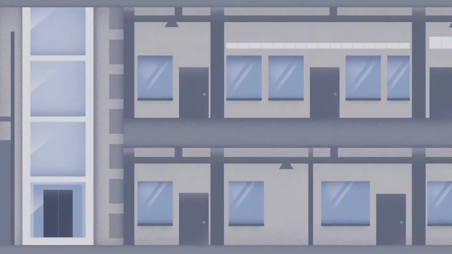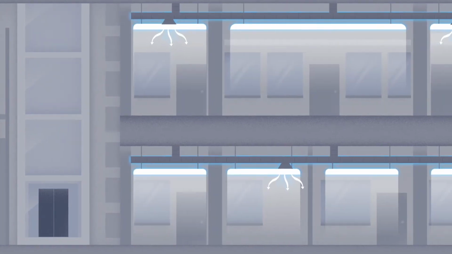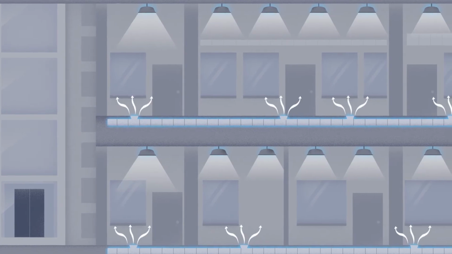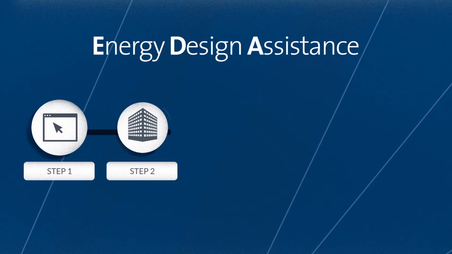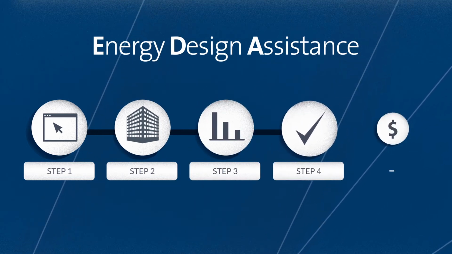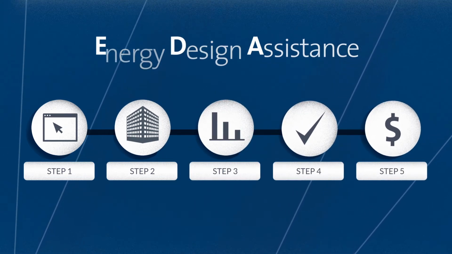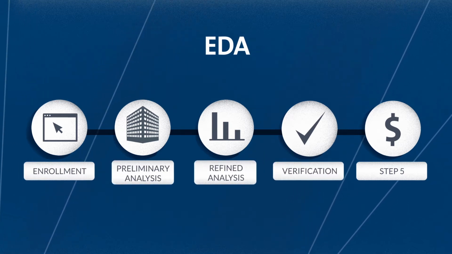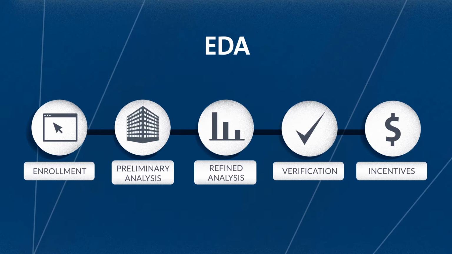Traditionally, you guess, you test. In the end, your results are inconsistent, at best. So how can you achieve the optimal results for your client? Through Energy Design Assistance, known as EDA, a proven results-driven process. EDA helps you achieve your energy efficiency goals, reduce costs, and receive utility incentives.